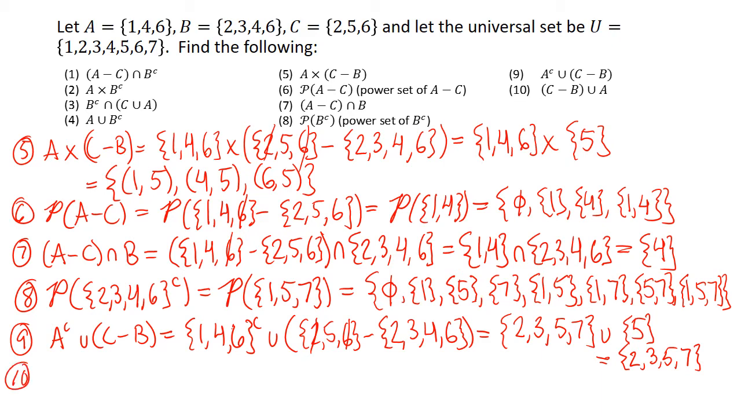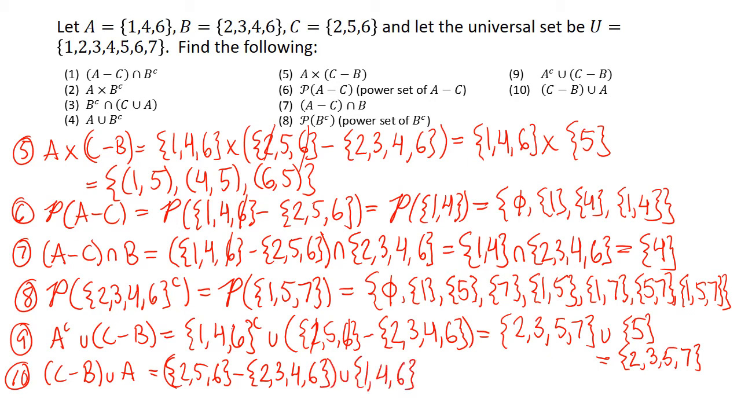So number 10, C minus B union with A. So let me just fill in all these parts here. So this is {2, 5, 6} minus {2, 3, 4, 6}, and then union with A, {1, 4, 6}. Okay, so let me do the part in the parentheses. So I'm starting with {2, 5, 6}, and I'm taking away {2, 3, 4, 6}, so that's going to take away my 2 and my 6, and that's just going to leave me with the 5.